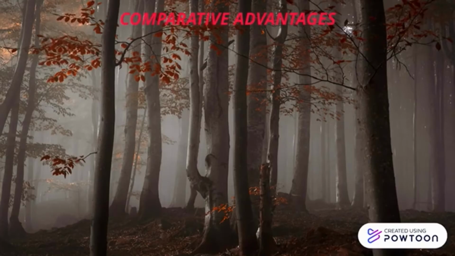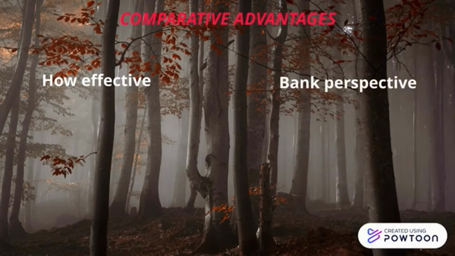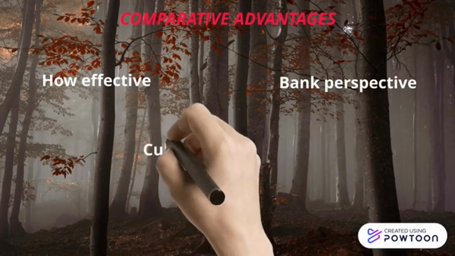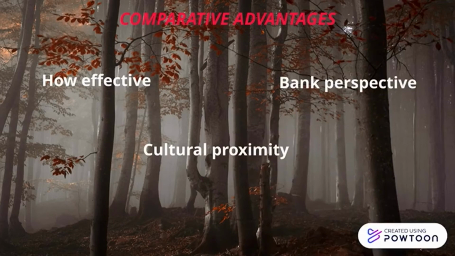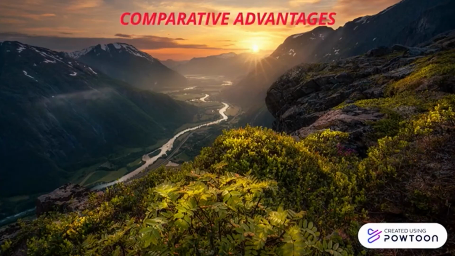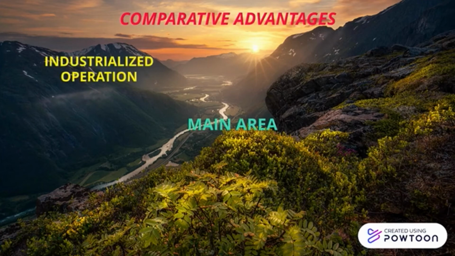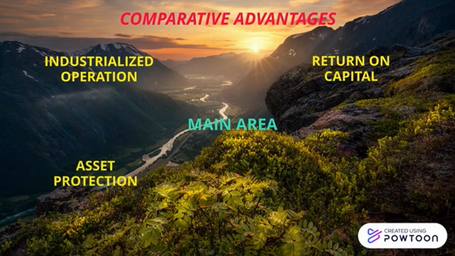Next factor is comparative advantage. It is to measure how effectively the bank incorporates a host country's characteristics into its business model. From the bank's perspective, it is a non-economic factor that helps to choose the location of affiliates. Next is cultural proximity, which fosters cross-border bank transactions. So basically, comparative advantage covers four main areas, which are industrialized operation, return on capital, asset protection, and the last one is delivery transformation.